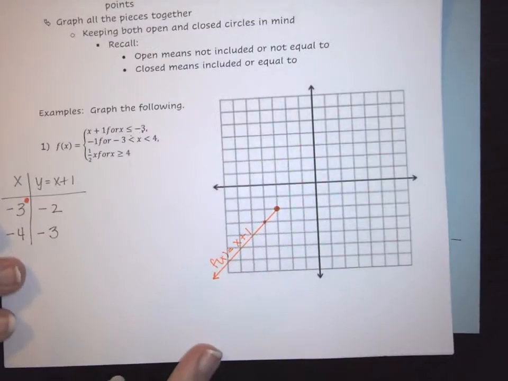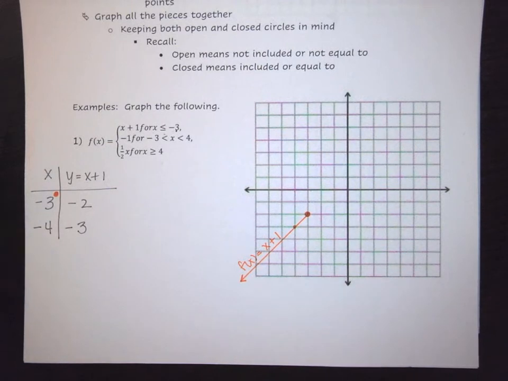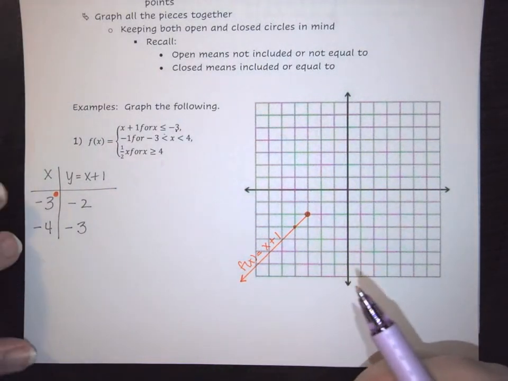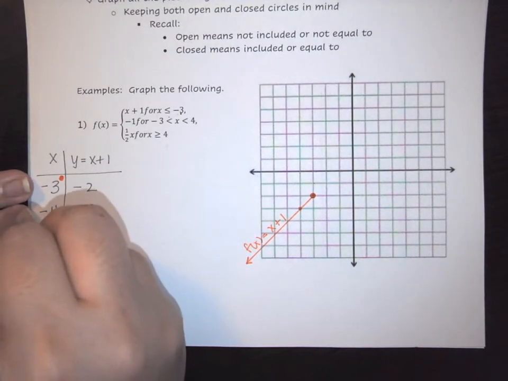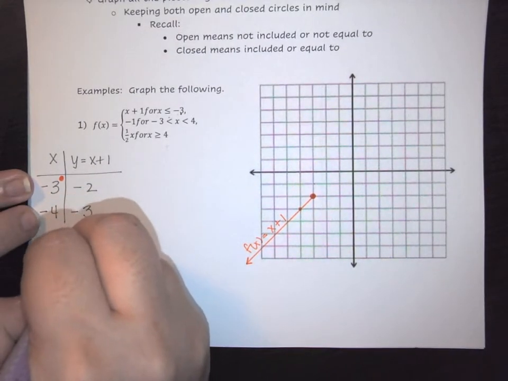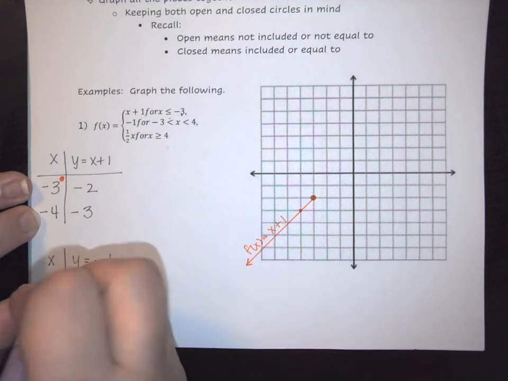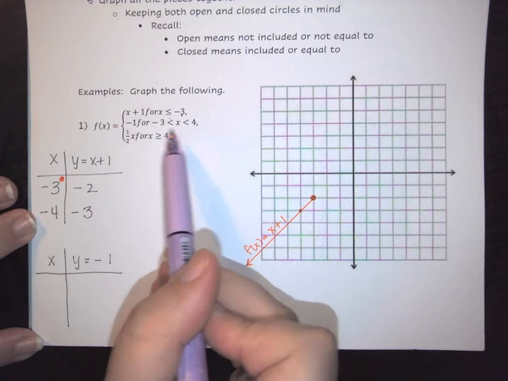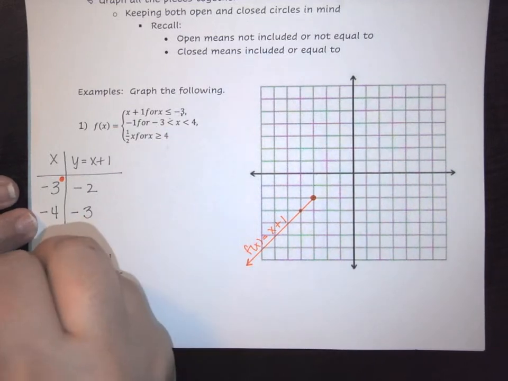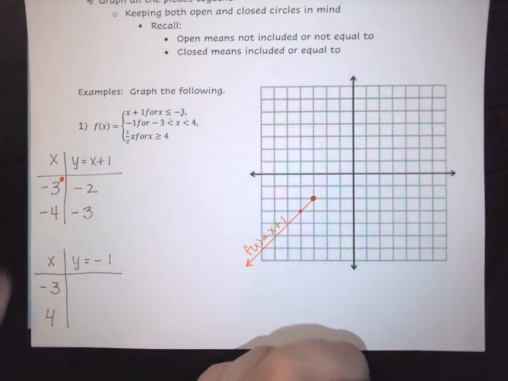Okay, so I know what I'm doing. Now I have 2 more lines that I have to do. So we're going to go ahead and look at the second one. So the second one here, I'm going to have x, and then I have y equals -1. And again, the first thing I'm going to do is look at my bounds. So I have the bound at -3, so I'm going to use that, and I have a bound at 4. I'm going to use that.